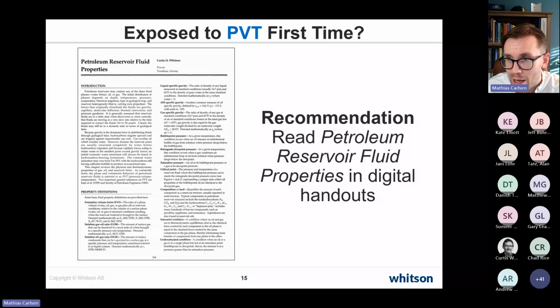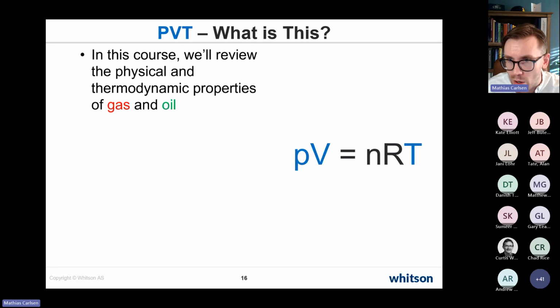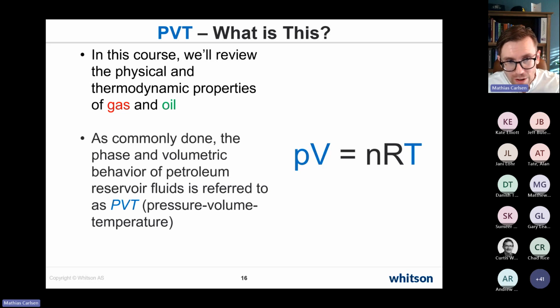Maybe this is the first time you hear about it. And if it is, what we're going to talk about as PVT in this course is the review of physical and thermodynamic properties of gas and oil. As commonly done, the phase and volumetric behavior of petroleum reservoir fluids is referred to as PVT, which stands for pressure, volume, and temperature. A good example of what's called an equation of state is the equation we're seeing to the right here. Can anybody in the chat guess what equation this is? The one to the right? Maybe somebody knows. I'm going to see if the chat has it.